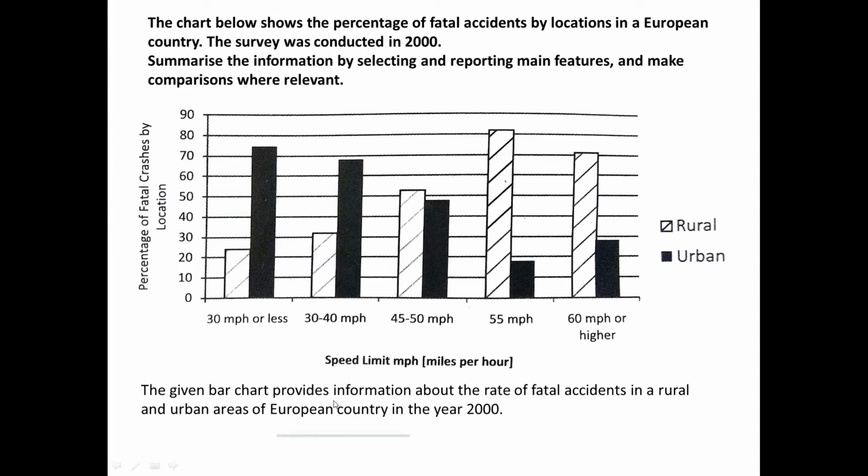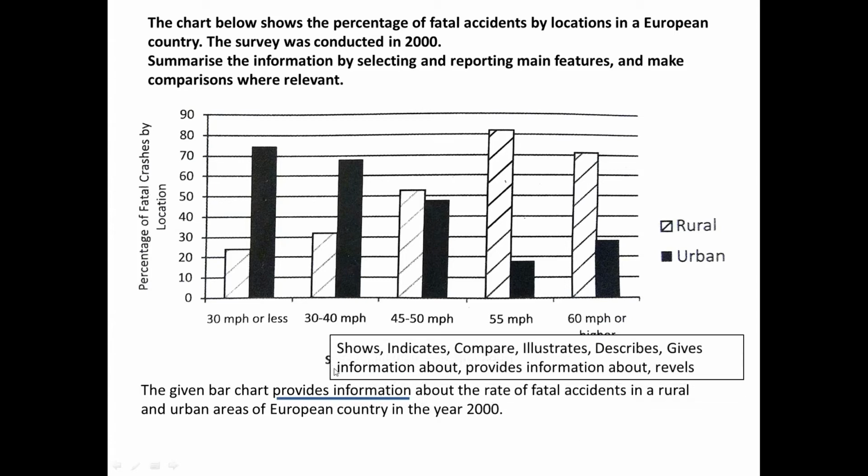So here, let's see. First, I have used a synonym for shows the percentage of. I have just used provides the information about. So the bar chart provides the information about, and this is the important thing that we have to use synonyms, and it is important to get a higher band score in IELTS examination to write a number of synonyms for a single word. So let's see other things that we can use over here.